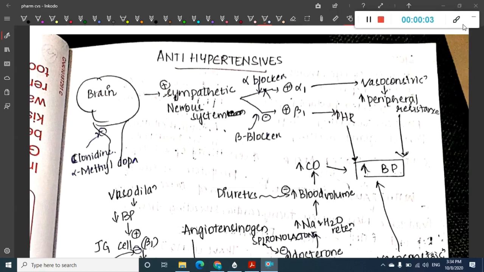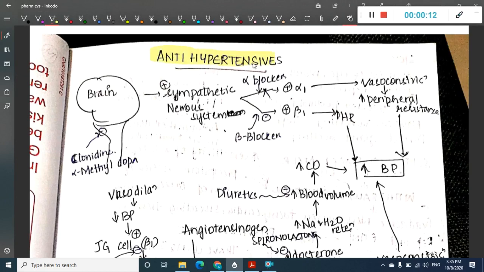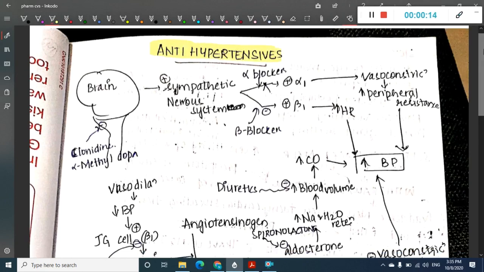In this chapter we are going to learn about cardiovascular system pharmacology. First we will learn about the first important thing, which is antihypertensives. In antihypertensives, first we will see the mechanism of how blood pressure is developed, and then we will see each and every drug which can be used to decrease the BP.